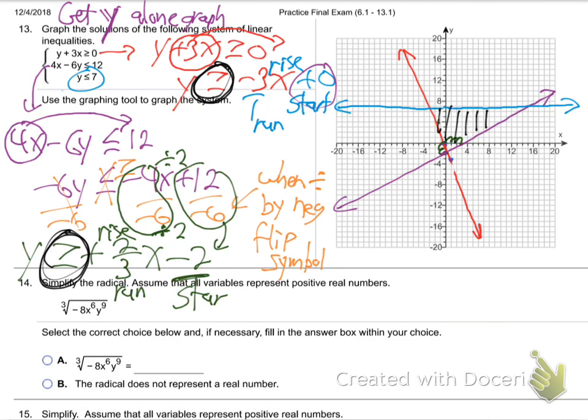So the shading is going to be right in there. It's above the other two lines, and it's below the blue line. So there's our shading section for that one.